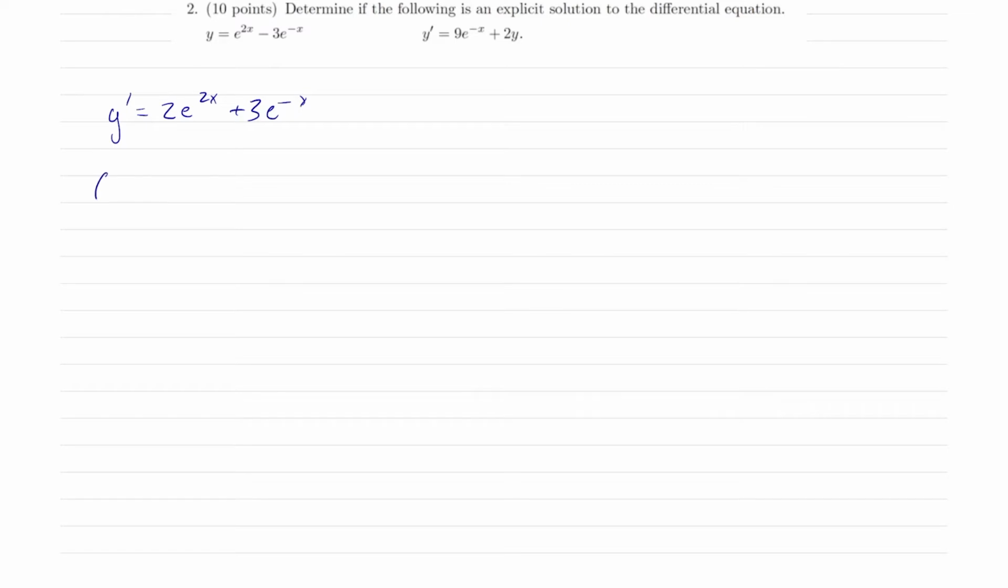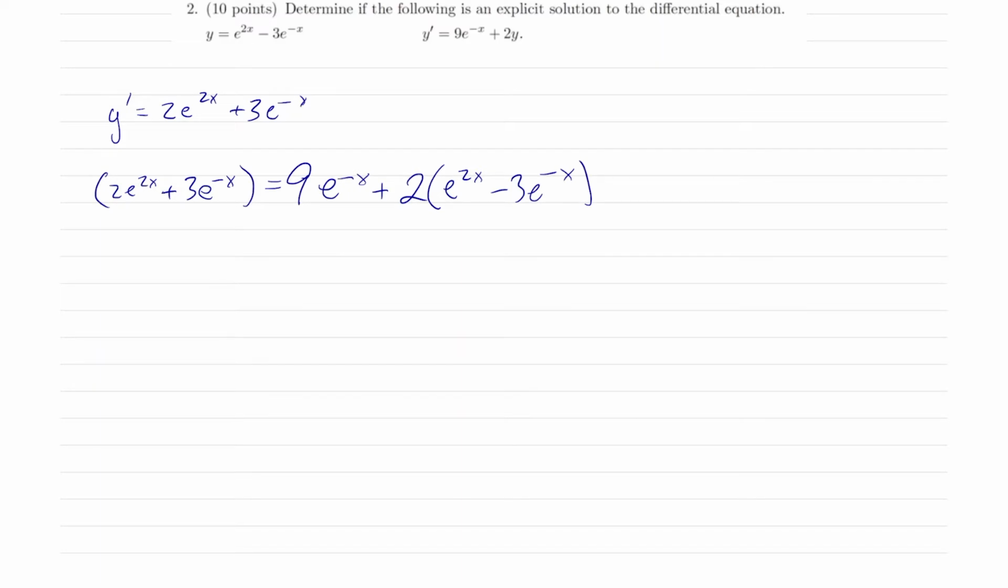So in for y prime, we have 2e to the 2x plus 3e to the minus x is equal to, remember, it's coming from here. We have 9e to the minus x plus 2 times y. That is 2 times, sorry, not 2e to 2x, but e to the 2x minus 3e to the minus x. All right, now we just want to see if the left-hand side and right-hand side agrees.